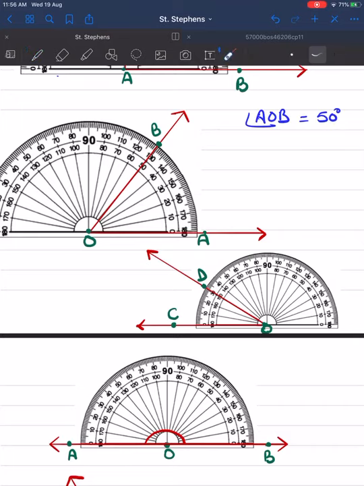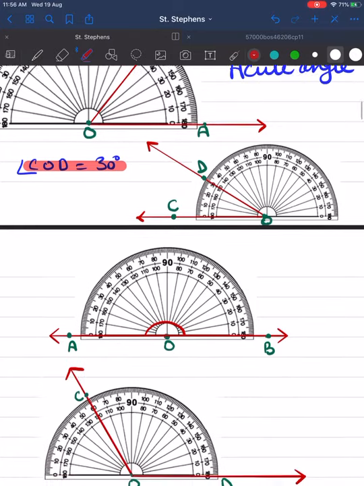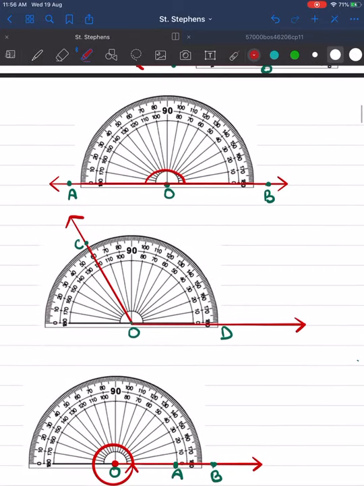Now let's compare angle COD. So let's read the mark against point D and we observe it is 30. So here angle COD is equal to 30 degrees. And if the measure of an angle is less than 90 degrees, it is called an acute angle. So here angle AOB and angle COD both are less than 90, so they are called acute angles. Now let's measure the next angle.